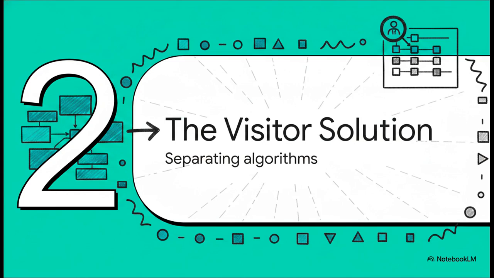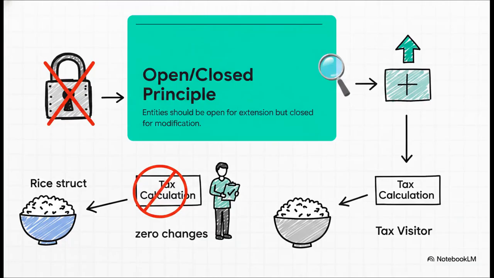Which brings us to Section 2, the visitor pattern solution. What's really fascinating here is how it completely flips our approach to extending code. You've probably heard of the open/closed principle, right? It's the O in SOLID design. It states that a software entity should be open for extension but closed for modification. It sounds great in theory, but how do you actually pull it off? Well, the visitor pattern is the practical, definitive answer to this principle when you're dealing with stable type hierarchies.